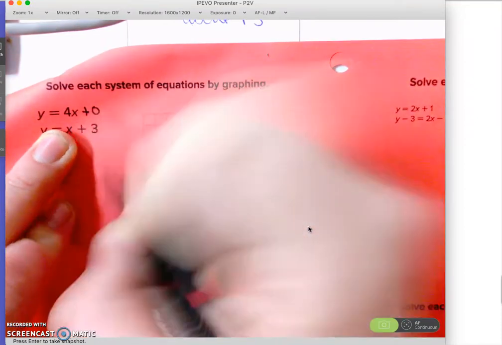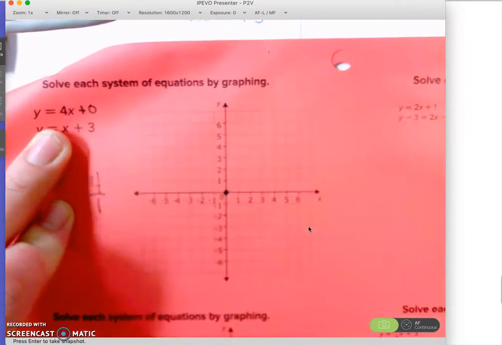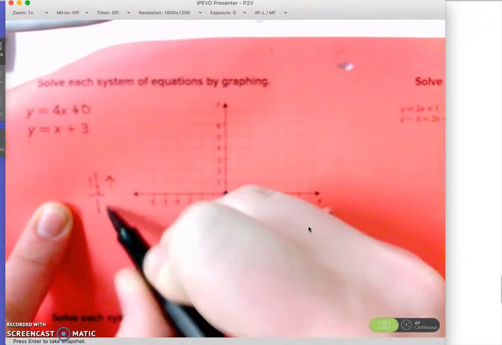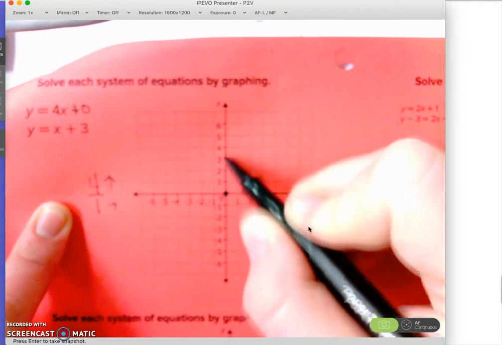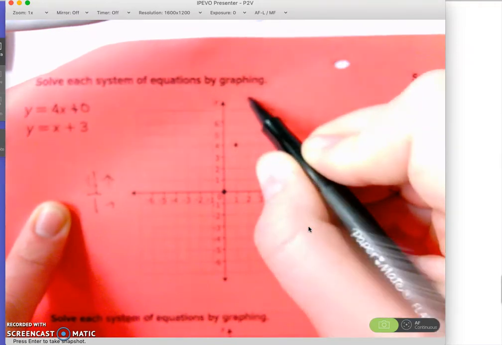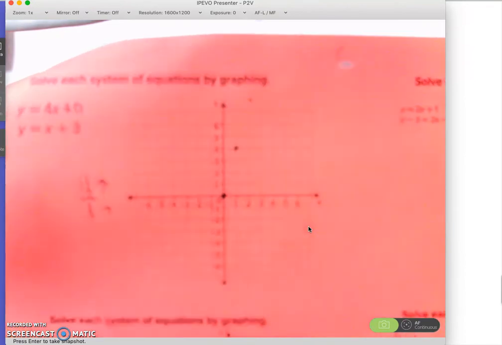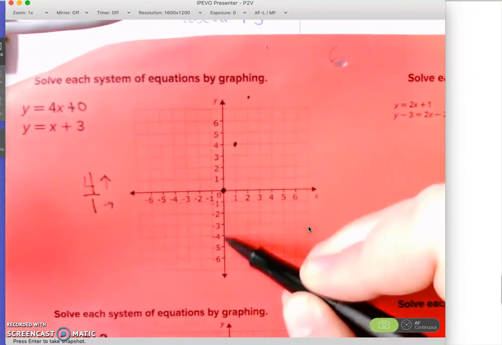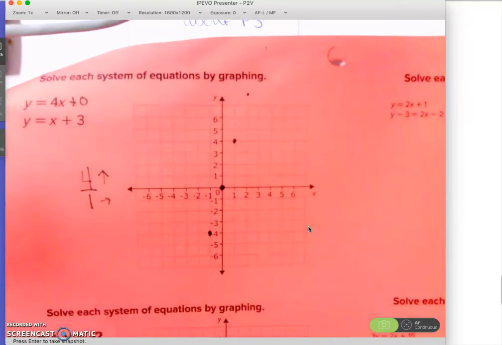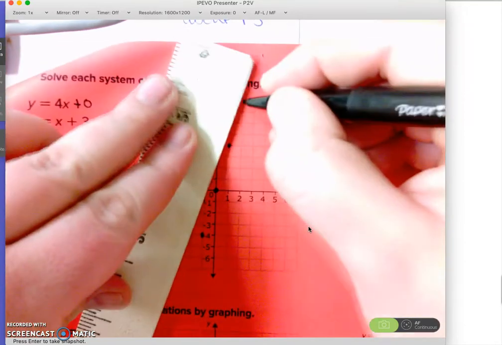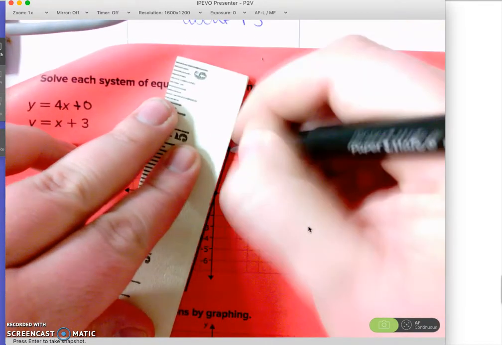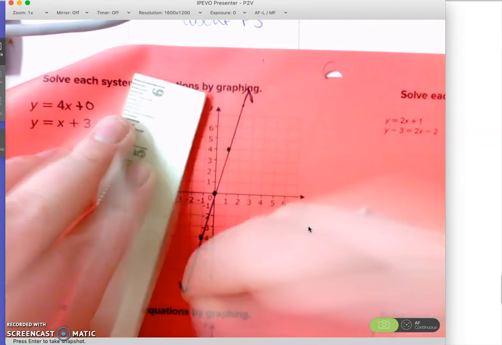The 4 is going to be my 4 over 1, or my slope, and I go up 4 and to the right 1. So 1, 2, 3, 4 over 1. Now that's off my graph. I don't need to actually plot that point. Down 4 to the left 1 would be the same. Again, I go off my graph. So one of those 3 points should be where they intersect.